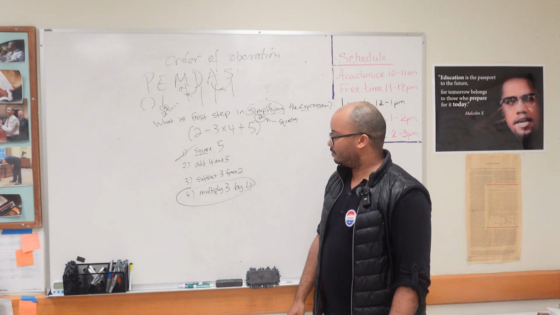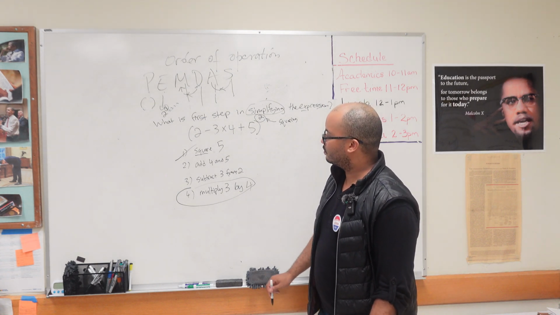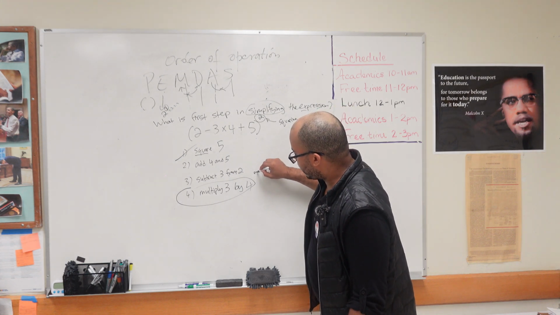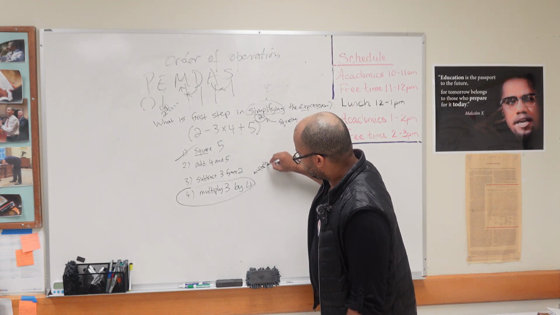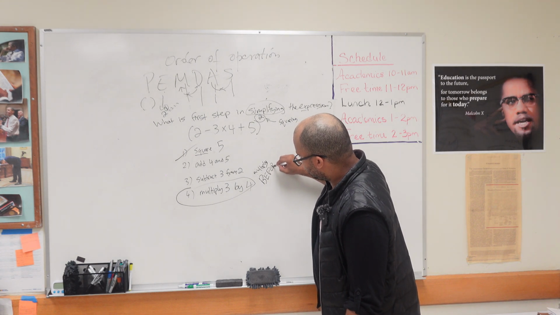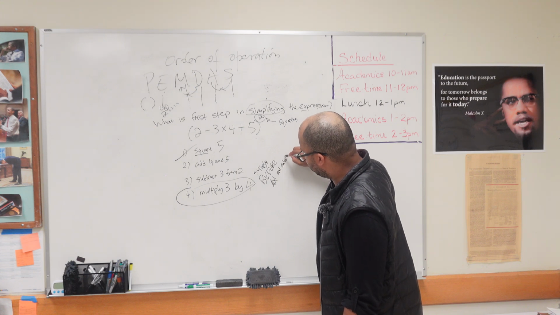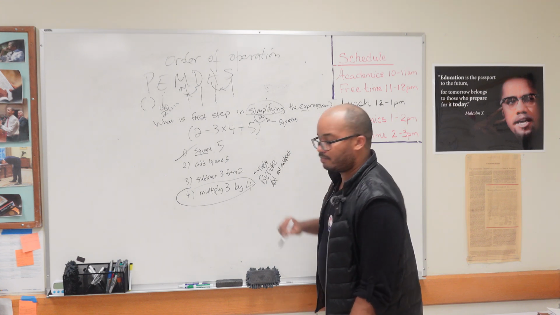So the right answer is 4. So you multiply 3 times 4. You multiply before addition or subtraction. Yes, you're always going to multiply before that.